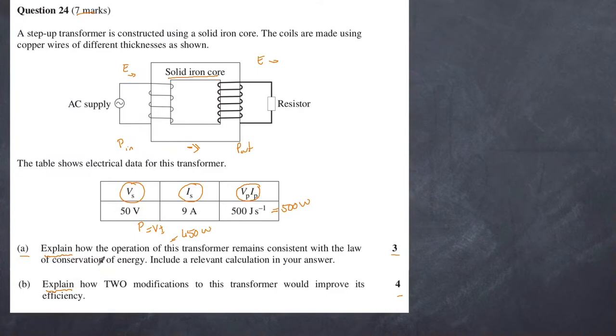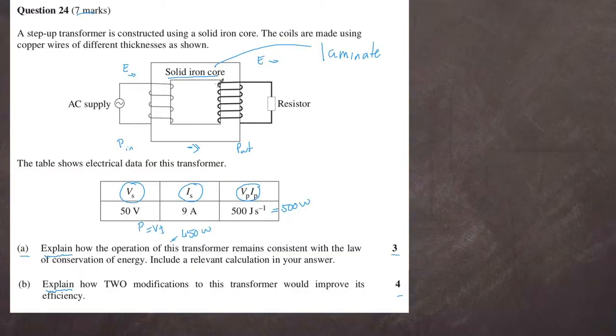Okay, the second part of the question says explain how 2 modifications to this transformer would improve its efficiency. So what we want to do is reduce the power loss that we're getting here through eddy currents. Well, the first clue is we've got a solid iron core. So what we can do is laminate that iron core. Now laminating the iron core, meaning that it's got layers, we are reducing the size of the eddy currents, and therefore reduction of eddy currents means reduction of heat loss due to the generation of those eddy currents.